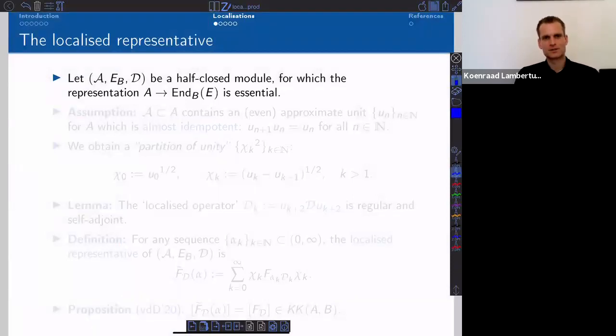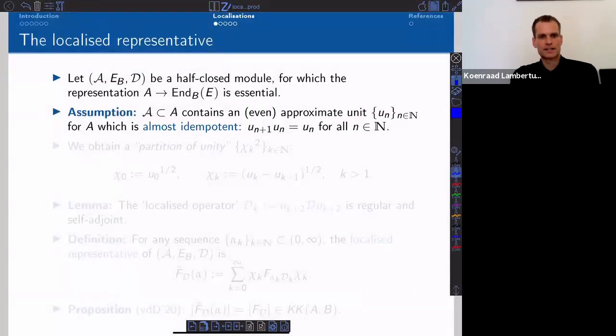Okay, so let's try to localize this positivity condition. Let's start with a half-closed module. For convenience, we assume the representation of this module to be essential. The main assumption I will impose is that in the dense subalgebra A, we are given a nice approximate unit, which is almost idempotent. This means that u_{n+1} times u_n is equal to u_n.